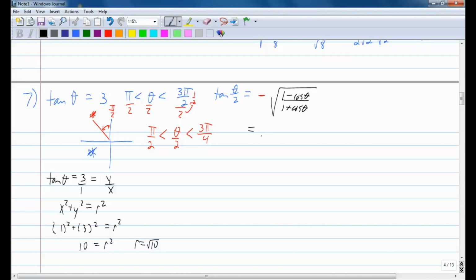Alright, so my answer is going to be negative square root of 1 minus, well, what is cosine? If r is the square root of 10, cosine is x over r, so cosine is 1 over the square root of 10, which if you rationalize is square root of 10 over 10.